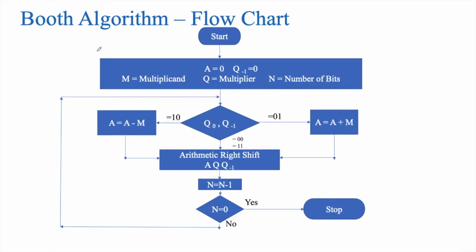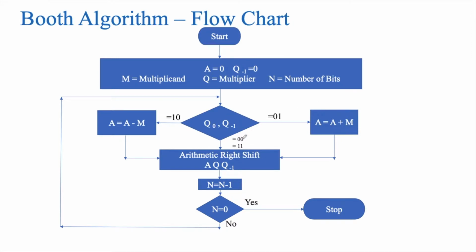Here is a Booth's flowchart, and this is going to be common whether the number is a signed number or an unsigned number. So first we have to start and initialize register A to 0, Q minus 1 to 0, and we have to assume that multiplicand to be M, multiplier to be Q, N to be the number of bits. And later we have to check what is in Q0, what is in Q minus 1. Based on the bits available in Q0 and Q minus 1, we have to take decisions. So let us see first Q0 and Q minus 1.